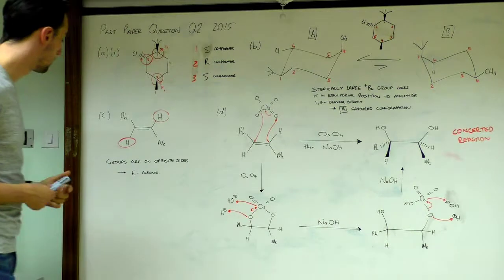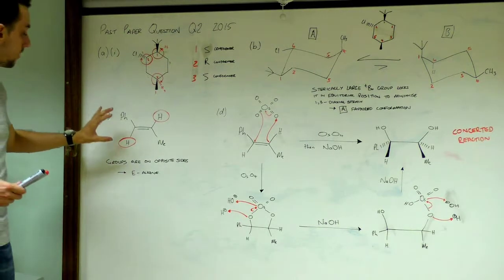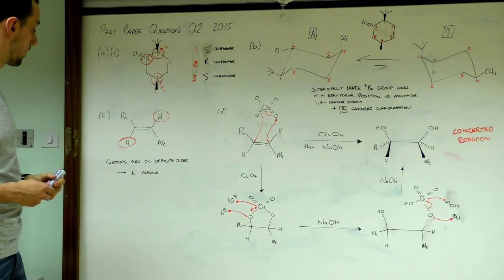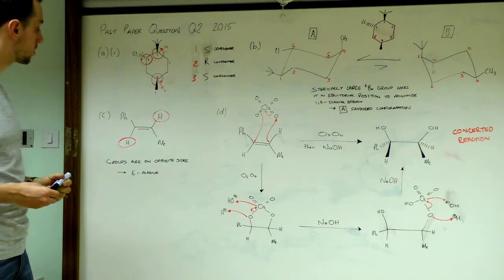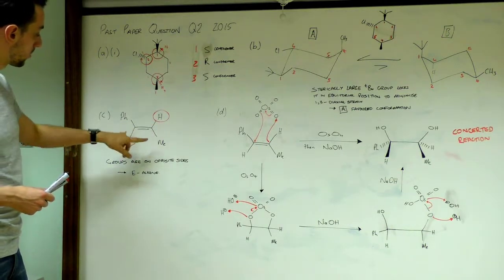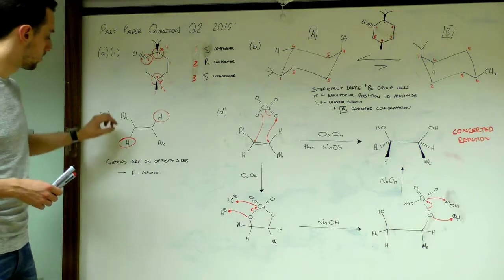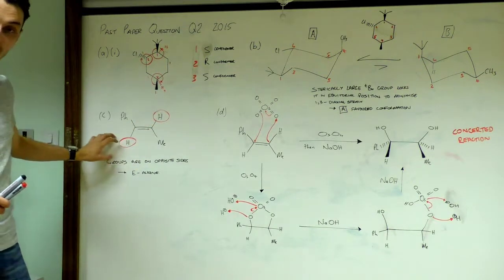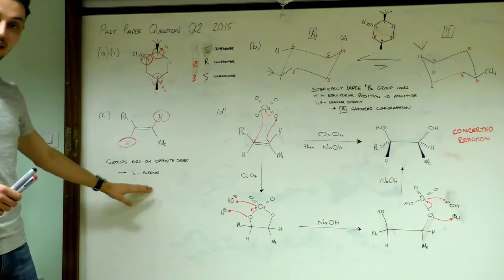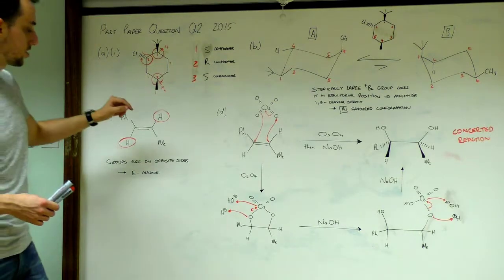Part C, you've got to look at the alkene provided and figure out whether it is an E or Z configuration. Based off the functional groups you've got attached here, you can see that these hydrogens are on opposite sides, therefore it's an E alkene. That information is straight from the notes.